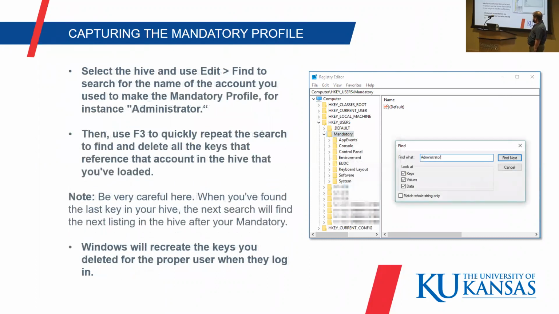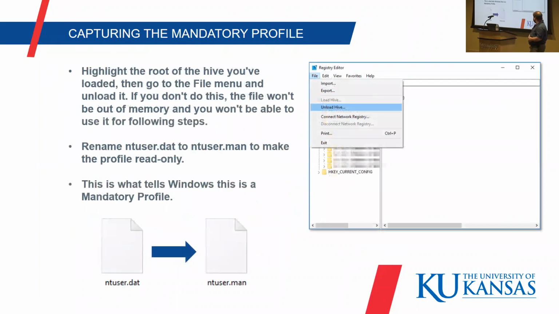And then you need to make sure you unload this hive so that you can do the next step. So you highlight mandatory there in the tree, go up to File, and then, actually, I'm sorry, I've jumped ahead a little bit. You actually need to go through this registry hive and manually search for every instance you have of the username that created it, that copied it from that default profile, delete the key, and once you've done all of this, then you unload the hive by highlighting mandatory and then going to File, Unload Hive.